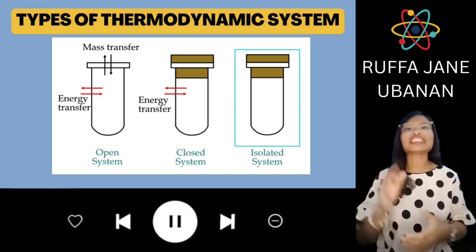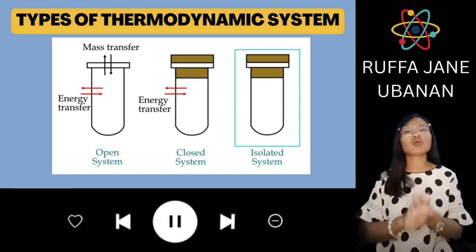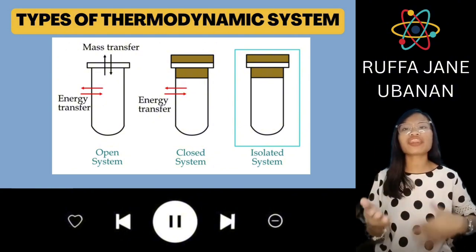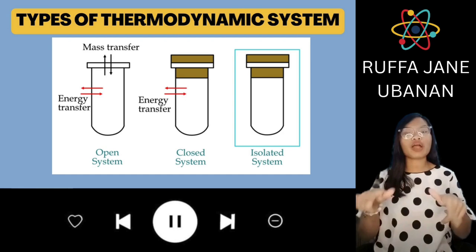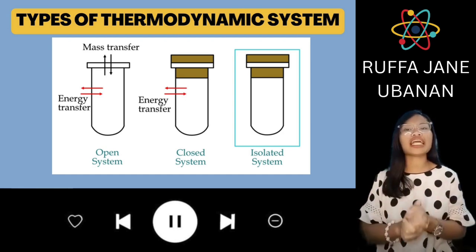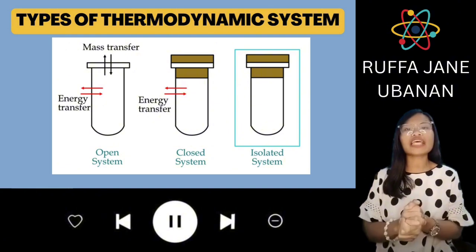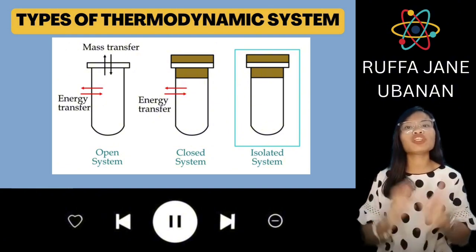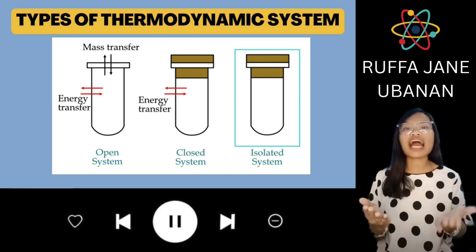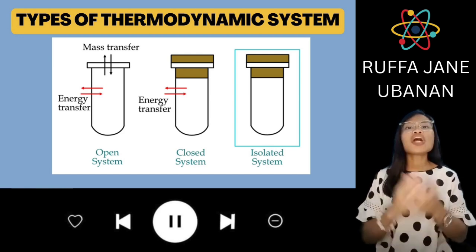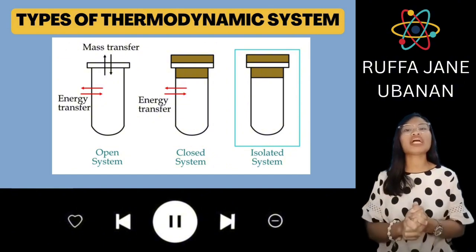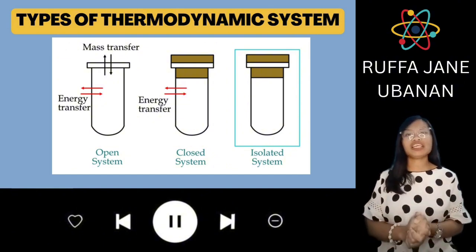And the third is the isolated system. An isolated system does not exchange either energy or mass with its surroundings. So that's why energy transfer and mass transfer are not present in an isolated system. An example of this is a perfect thermos bottle, which is an ideal case. No heat enters or leaves, and no matter is added or removed. In reality, no system is perfectly isolated, but this is a useful idealization in physics.